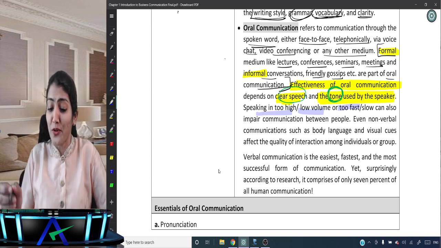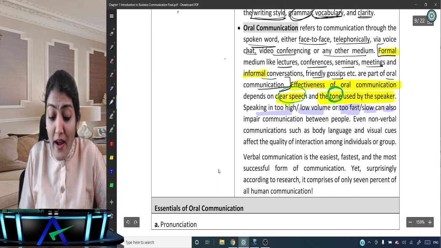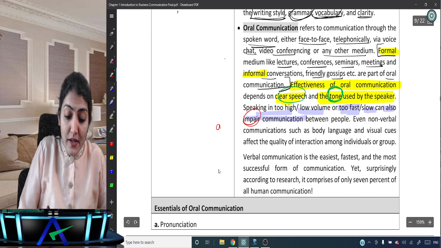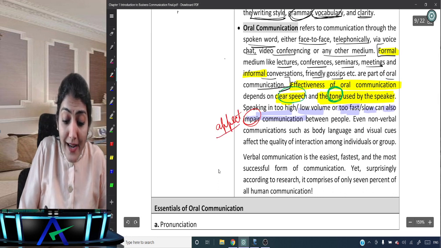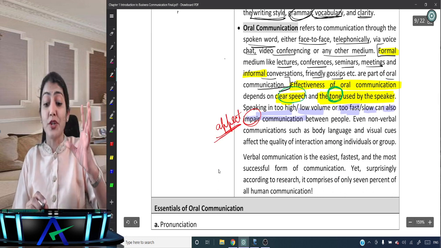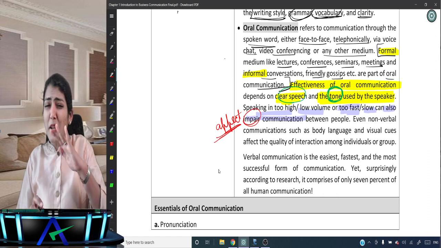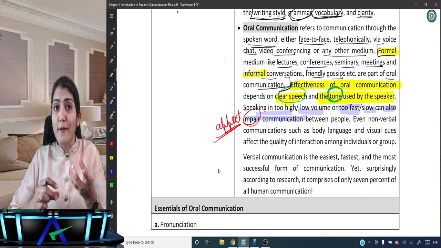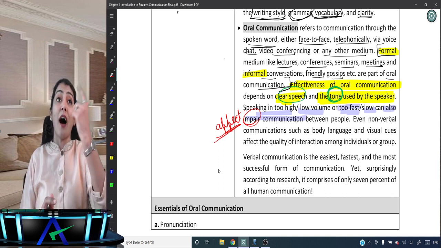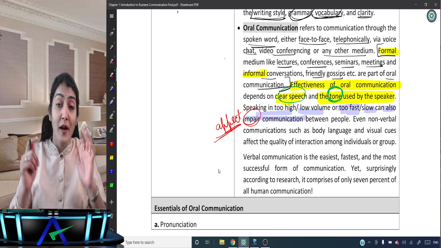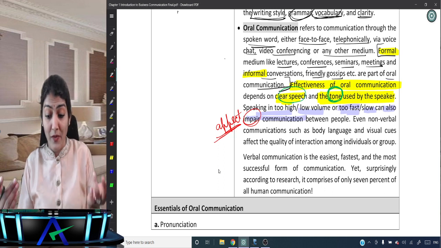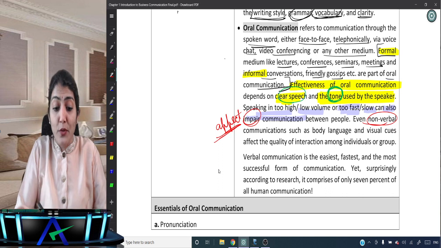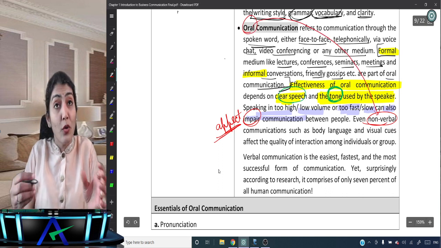Too fast or too slow can also impair communication. It can badly affect the communication between people. So you should not be too slow, too fast, too high, or too low in your oral communication, right? So even non-verbal communication, now a little bit in oral they are also incorporating the non-verbal.